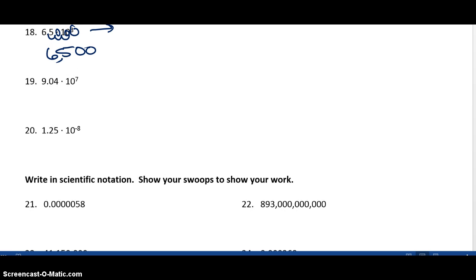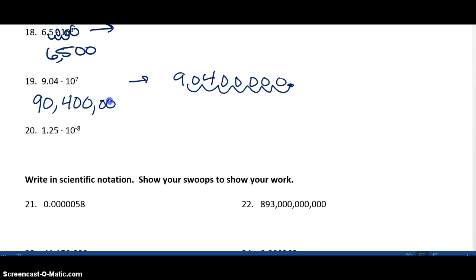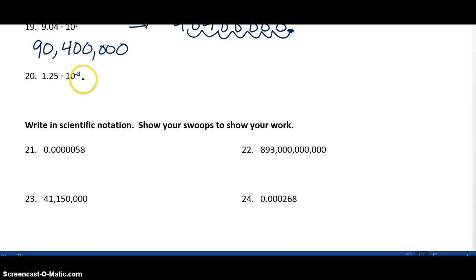Number 19, again another positive exponent, so we're swooping it to the right. 9.04. Swoop that 7 times. 1, 2, 3, 4, 5, 6, 7. Fill in these blanks with zeros. So our answer is 90,400,000. Big number.